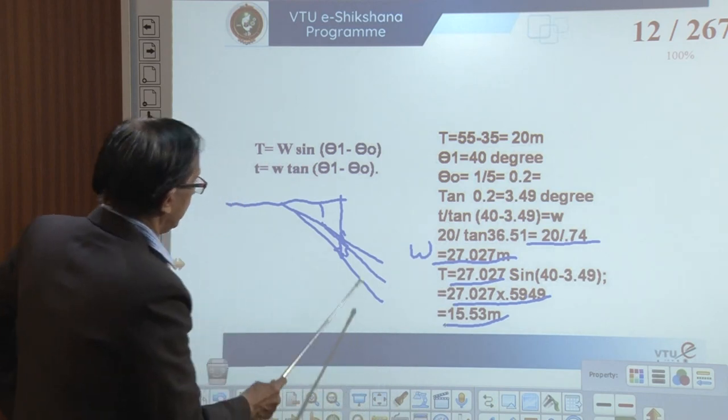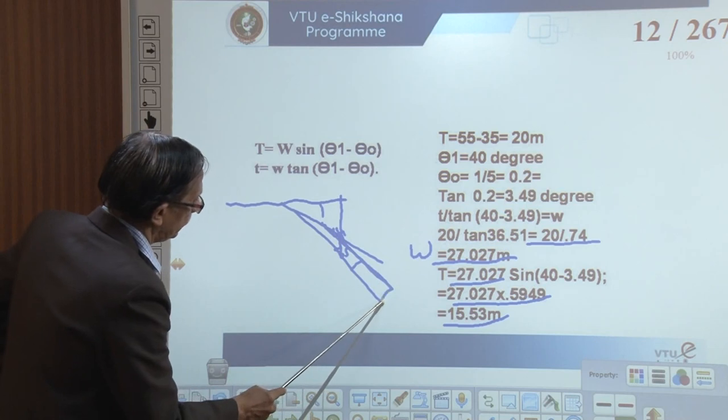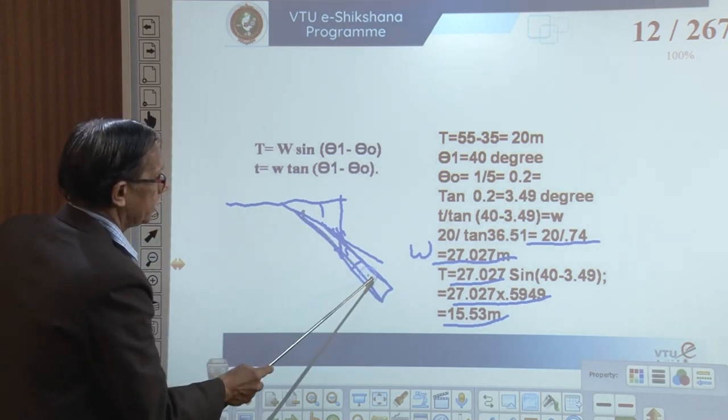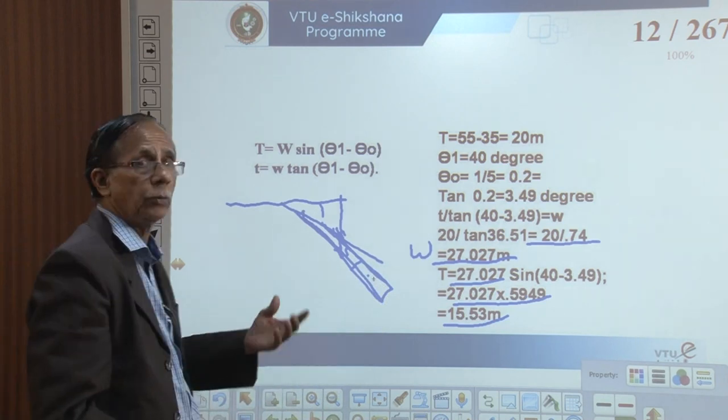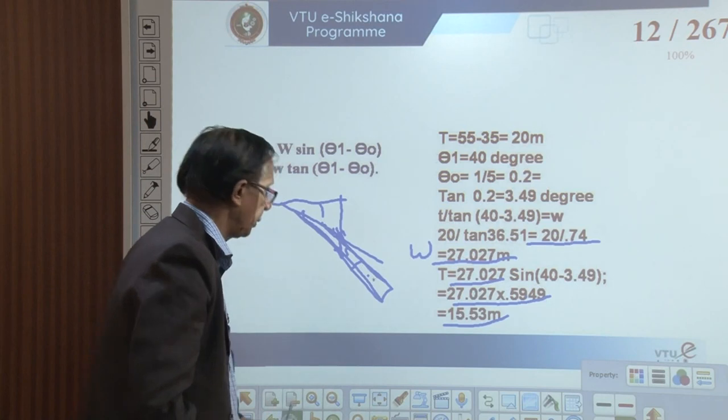Capital T is required because if I know the true thickness, I can find the volume of the rock in three dimensions, and what the porosity is and how much water it can store. That kind of information is possible.